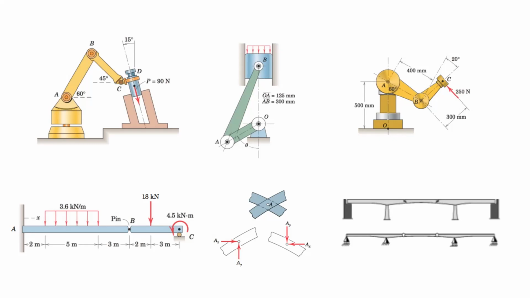Today I want to talk to you about a very interesting case when you have two rigid bodies connected at a joint that allows rotation. You probably heard of it as an intermediate hinge or a pin connecting two rigid bodies.